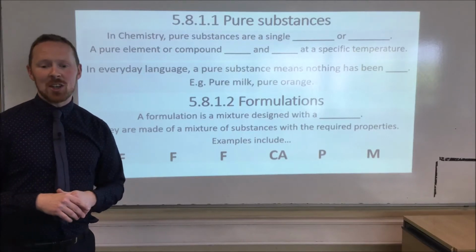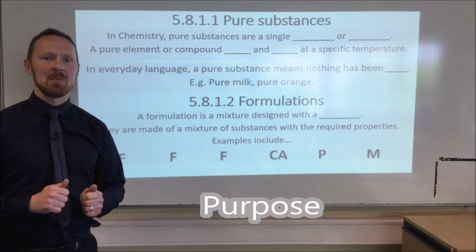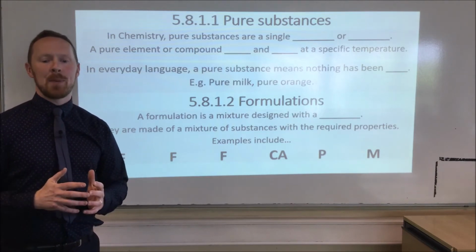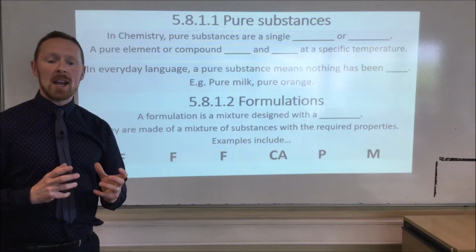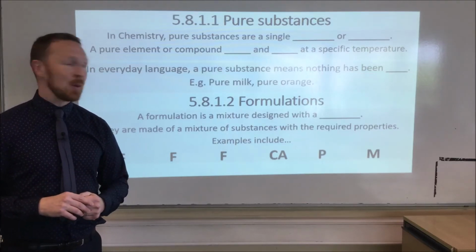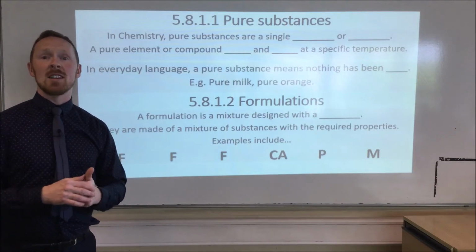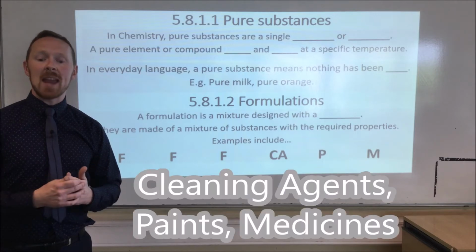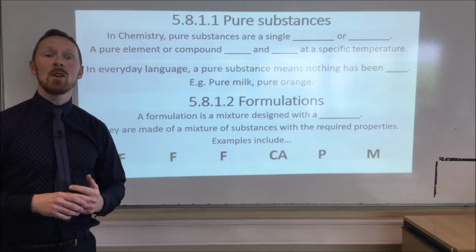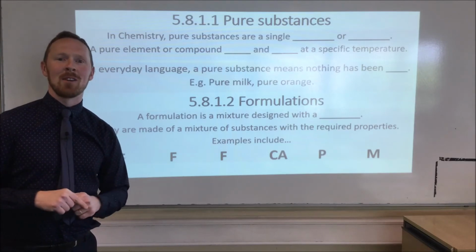5.8.1.2, a formulation. A formulation is a mixture that's been designed with a purpose. So someone's put it together on purpose. And then what they've done is they've got a mixture of substances that have the required properties. For examples, there's 3 F's, a Ca, a P and an M. The F's are fertilizers, foods and fuels, cleaning agents, paints and medicines. All of those are mixtures with a designed purpose. Make sure you know that before you move on.